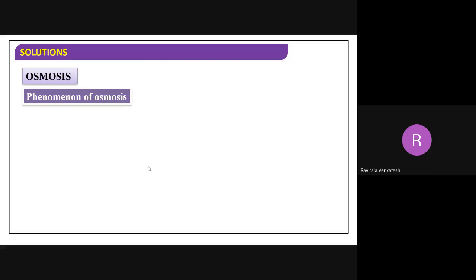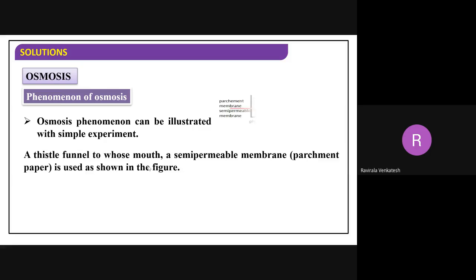No, sir. Right. Next, we will see the phenomena in this one. So I have taken what? A distal funnel to whose mouth a semi-permeable membrane is attached, as shown in the figure. To explain the phenomena of osmosis, I have taken water only here. This is the permanent semi-permeable membrane.